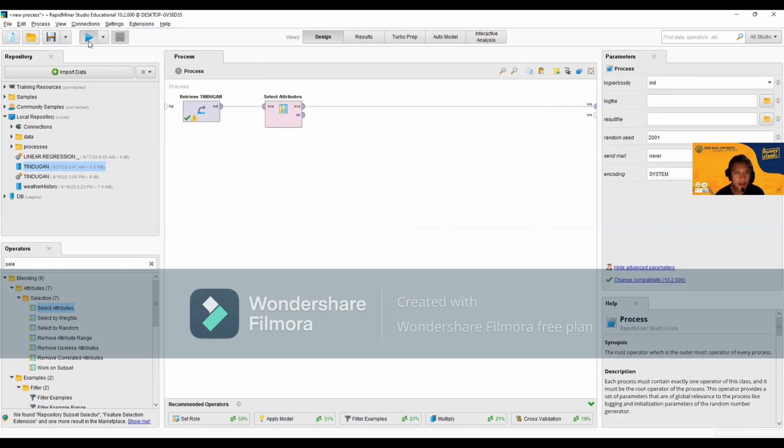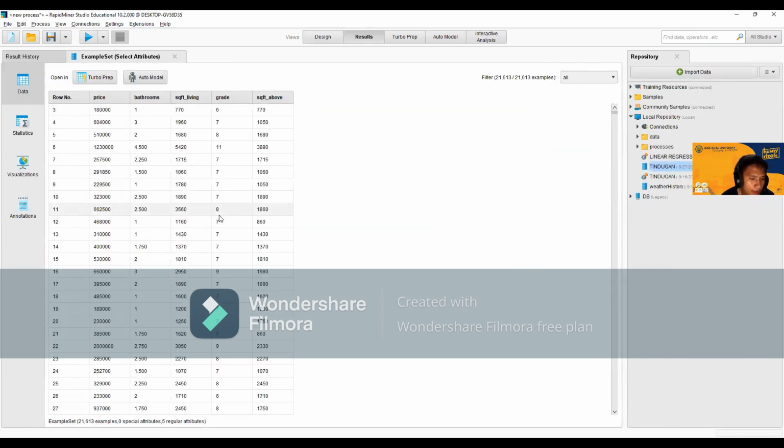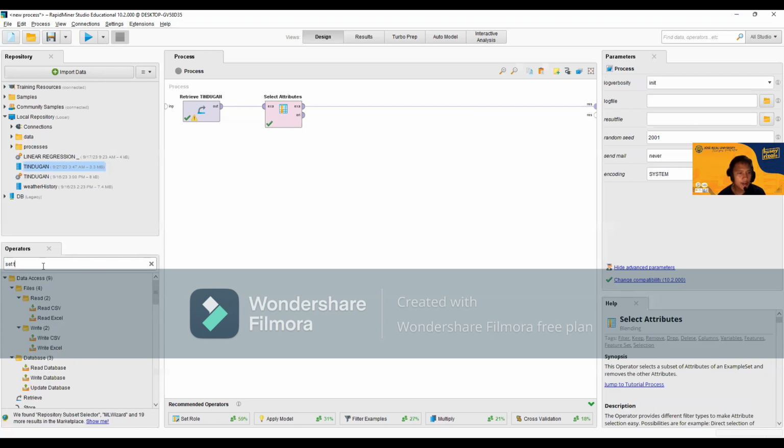So if you apply this, you can run. As you can see here, there are 21,600 examples. There are 5 regular attributes, since we have selected the price, bathroom, square foot living, grade, and square foot above. There are no special attributes since we have not yet set the dependent variable. So the next step is we need to set the role.